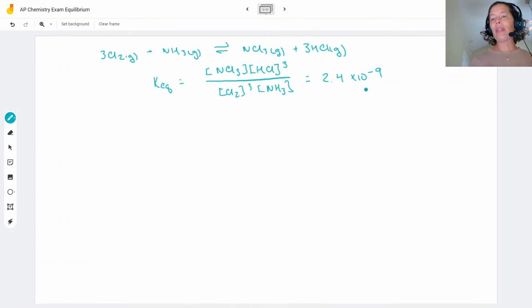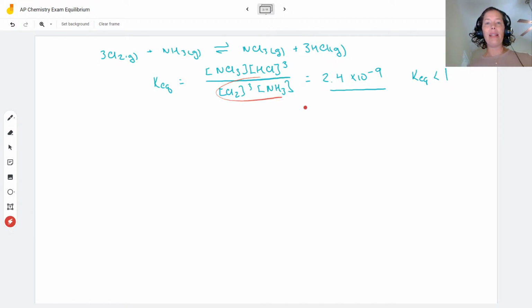Okay, so think about this. We've got a very small KEQ. We've got a KEQ that is less than 1. So if you have a fraction, or you can think of it as a decimal, then what is going to be larger, your numerator or your denominator? Well, your denominator is going to be larger, or sometimes we'll say the denominator is going to dominate the equilibrium. So what is in the denominator? We've got our concentration of our reactants. So our reactants are going to dominate, which means our equilibrium lies far to the left here.